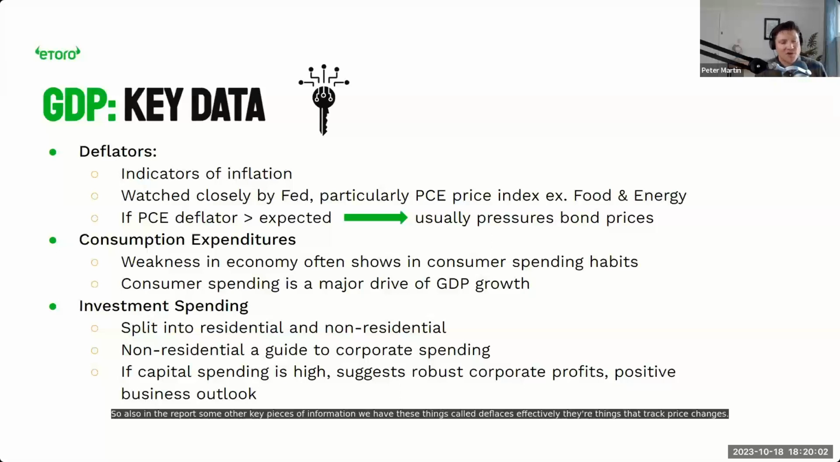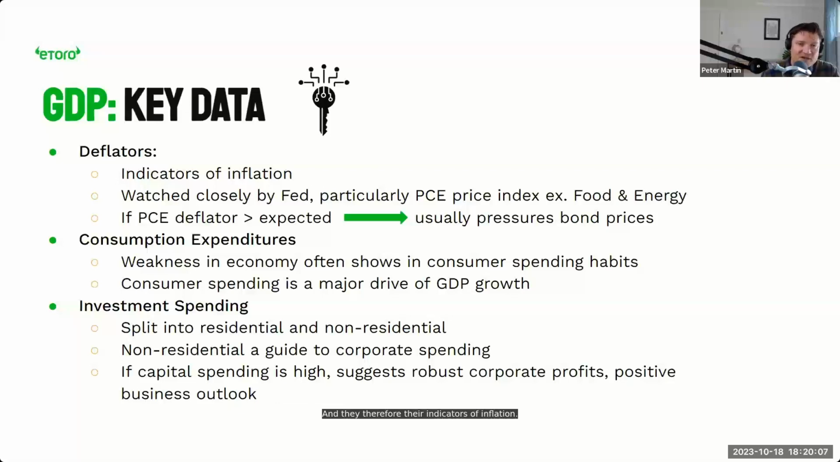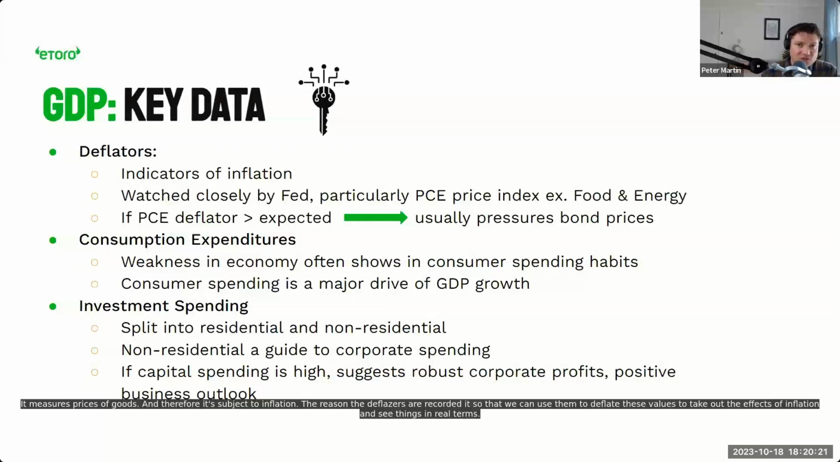Also in the report, some other key pieces of information, we have these things called deflators. Effectively, they're things that track price changes, and therefore they're indicators of inflation. When we measure GDP, it measures prices of goods, and therefore it's subject to inflation. The reason the deflators are recorded is so that we can use them to deflate these values, to take out the effects of inflation and see things in real terms.